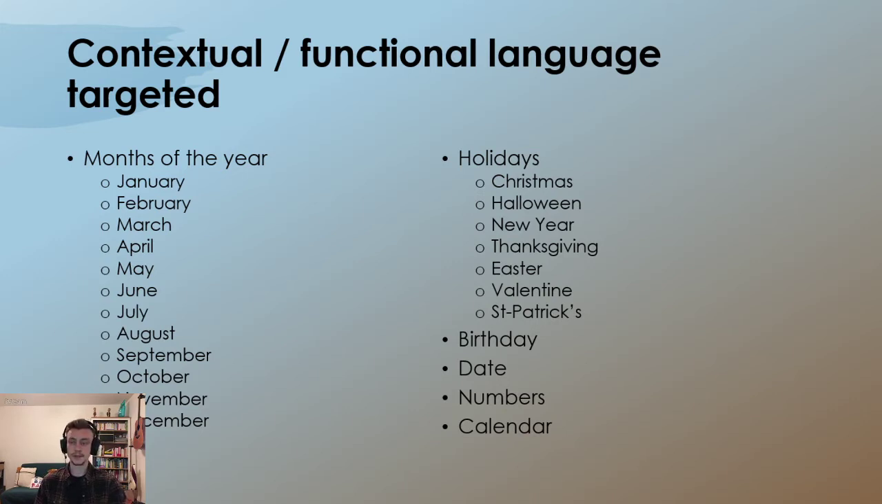So there will be a list provided probably by the teacher of the months of the year, so January, February, March, etc. Then we will go through the different holidays that are within the year and within every month, so Christmas, Halloween, Thanksgiving, etc. And finally, we will be looking at the different ways of pronouncing birthdays and their dates, the numbers, the calendars, the years in which they were born, etc.